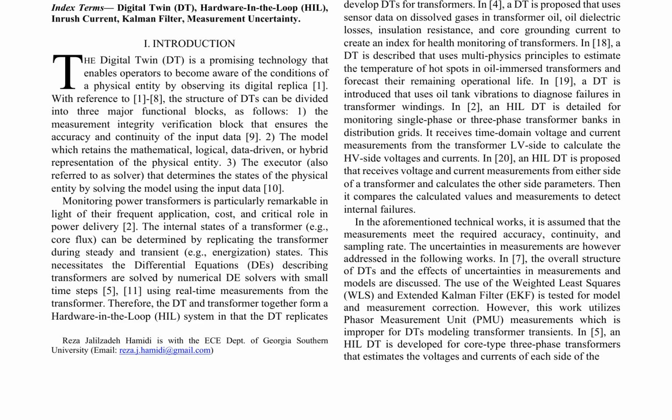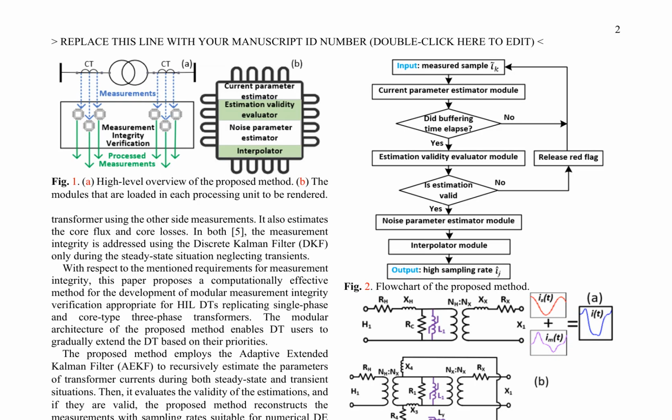The proposed method utilizes the Adaptive Extended Kalman Filter to estimate the parameters of transformer currents, which can be non-sinusoidal during transients such as transformer energization. Then, after evaluating the validity of estimations, the proposed method utilizes the estimated parameters to reconstruct noiseless measurements with desirable sampling rates.